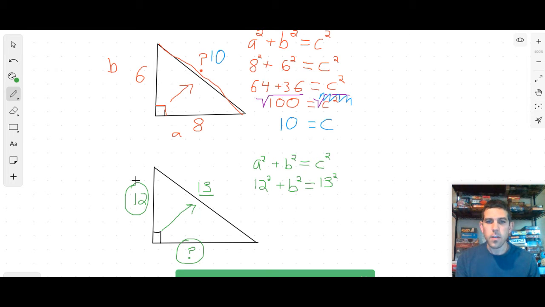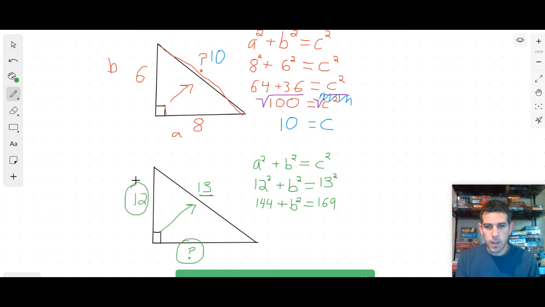Let's go ahead and start to do the math to see if we can use our inverse operation again. 12 squared, that is 144. I don't know B squared, so I'll just leave that as B squared. And 13 squared, that is 169. Of course, using a calculator if needed to figure out these amounts.